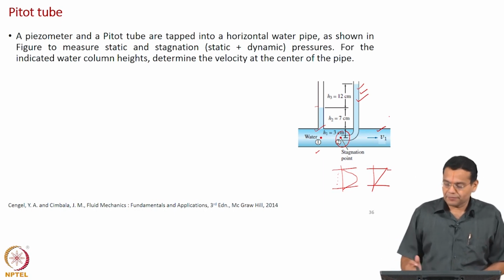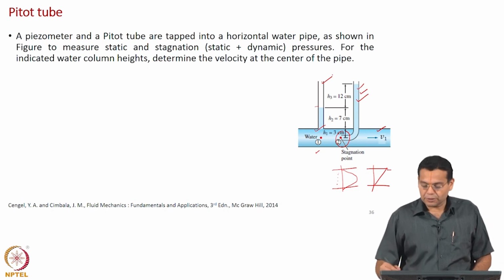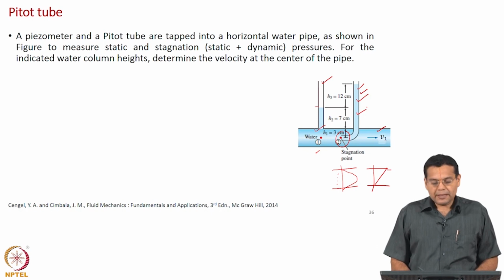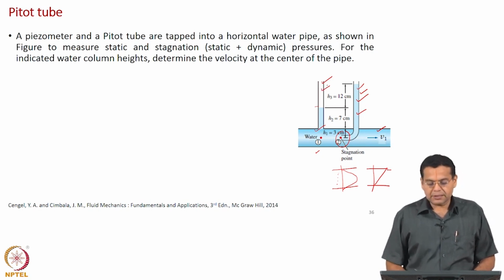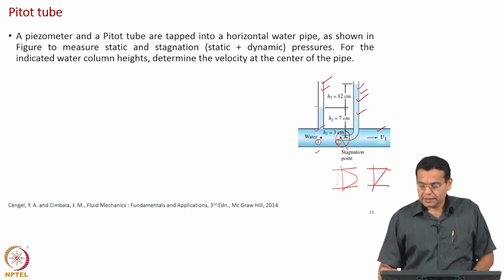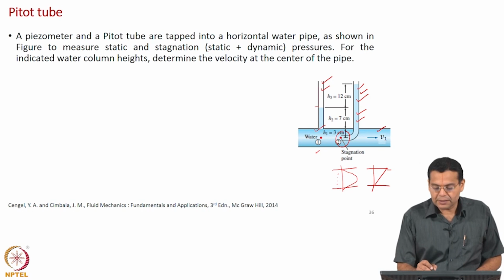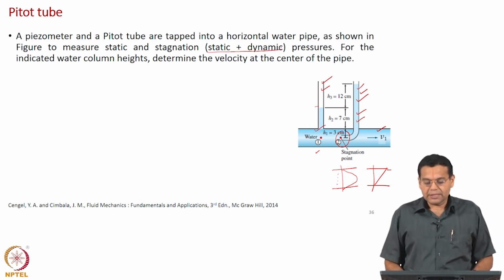Now, let us read the example question. A piezometer, when I say piezometer, this simple tube is called a piezometer, and a pitot tube, this is a pitot tube, are tapped into a horizontal water pipe, as shown in the figure, to measure static and stagnation pressure. What the piezometer measures is the static pressure, and the second pressure is called the stagnation pressure. This bracket you will understand in the next slide. And why is it stagnation pressure? Because the velocity becomes 0 at that particular point.